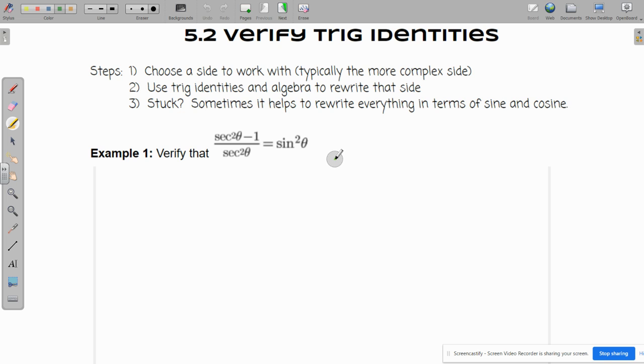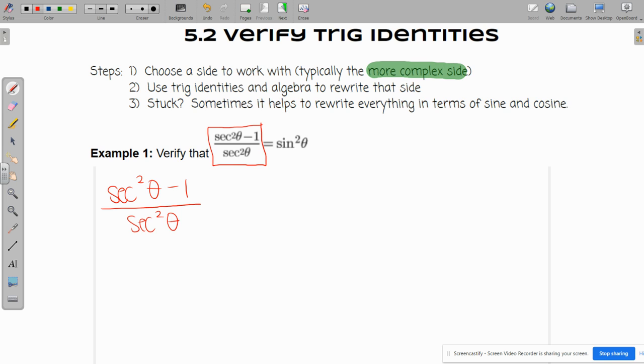So the first step is to choose a side to start with. And typically, we want to choose the more complex side. I can see in this first example that the left side is a bit more complex than the right. So that is the side that we would like to start with. We start with that side, and I typically rewrite that side so that it's clear to whoever is looking at my work where I'm starting.